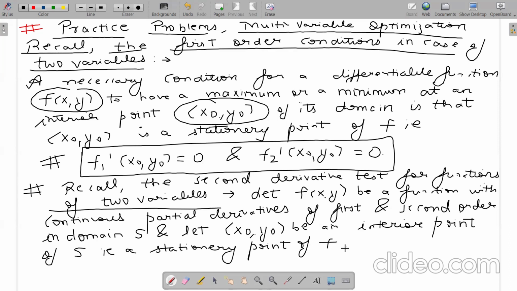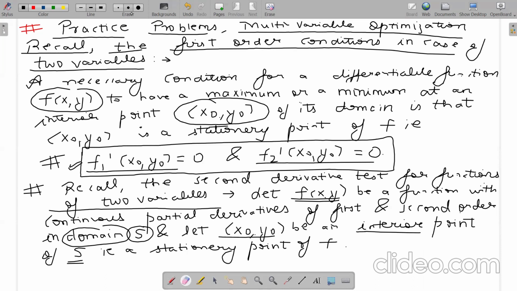So for conducting the second derivative test, we are going to first of all find out the stationary point. How do I find the stationary point? By putting the first order partial derivatives equal to 0. I get the stationary point, which is also the interior point lying in the set S, where S is nothing but the domain of the function f of xy. The interior point x0, y0 will lie in this domain S and is the stationary point which we get by solving the first order partial derivatives.